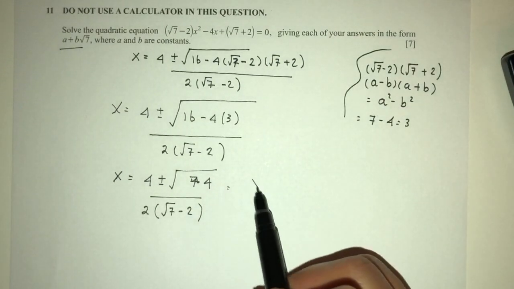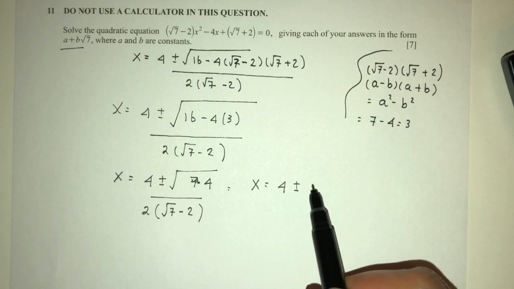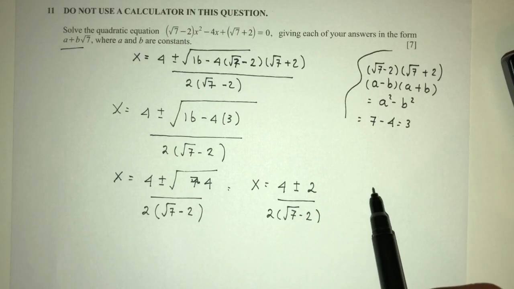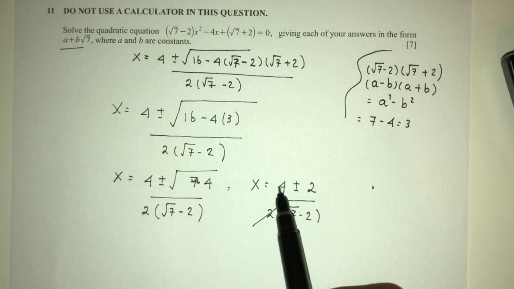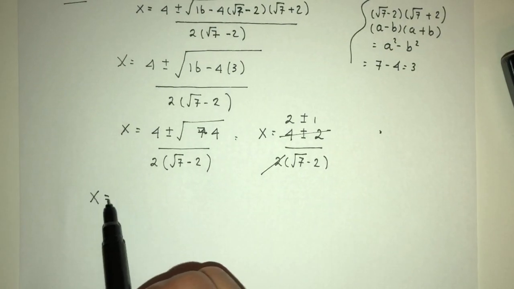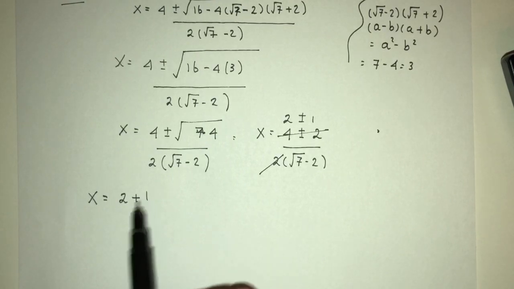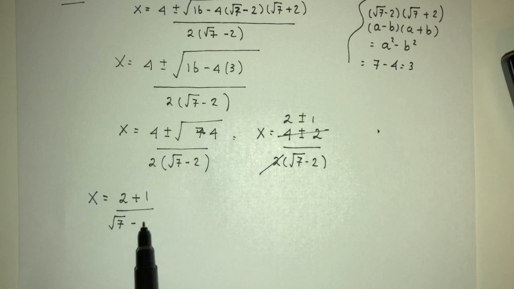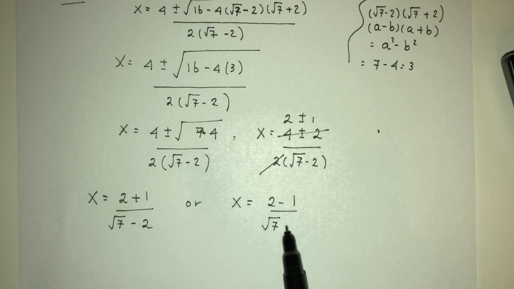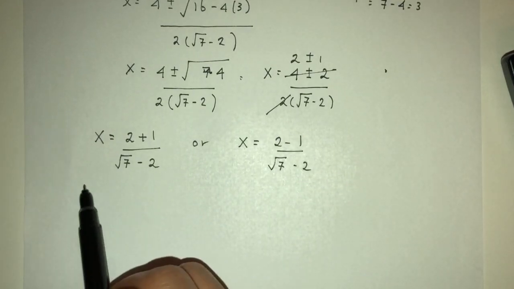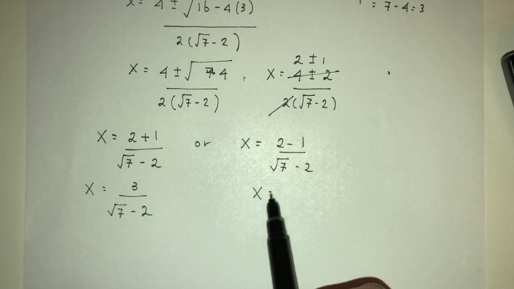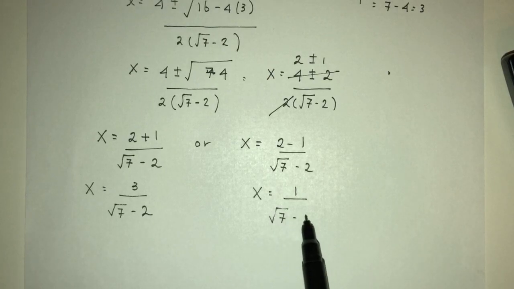Okay, so expand, you will have x will be 4 plus minus root 4, that will be 2, over 2 root 7 minus 2. Now we can simplify. You can see 2 will become 2 plus minus 1. So the answer will be x can be 2 plus 1 over root 7 minus 2, or x can be 2 minus 1 over root 7 minus 2. So simplify, x can be 3 over root 7 minus 2, or x can be 1 over root 7 minus 2.